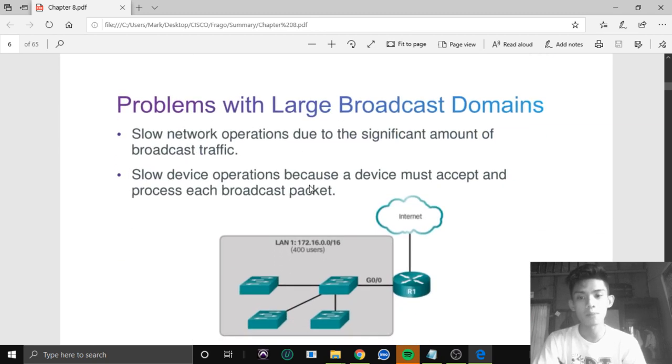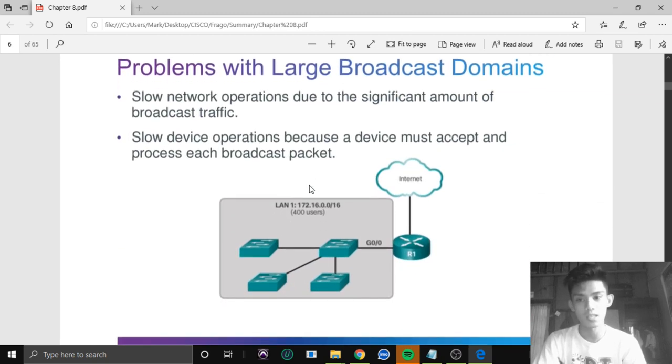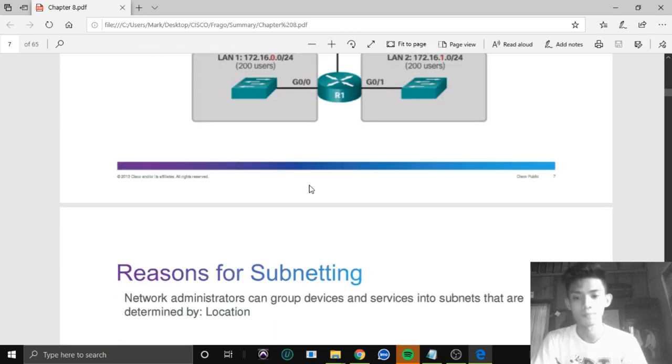So the problems with large broadcast domains is slow network operations due to the significant amount of broadcast traffic, and slow device operations because a device must accept and process each broadcast packet.